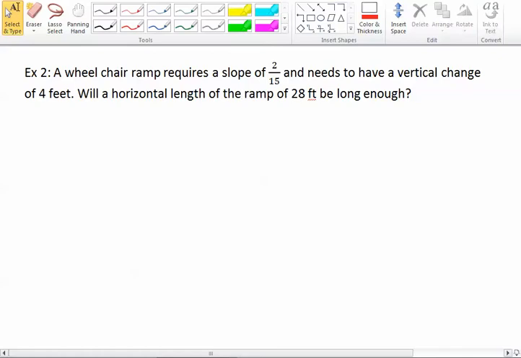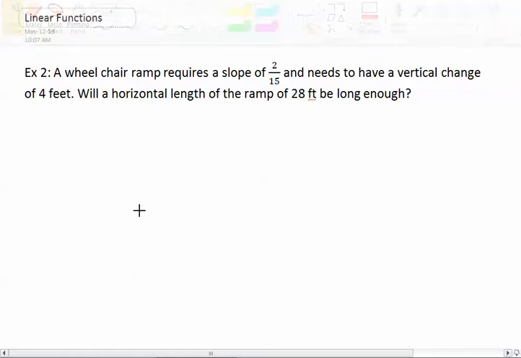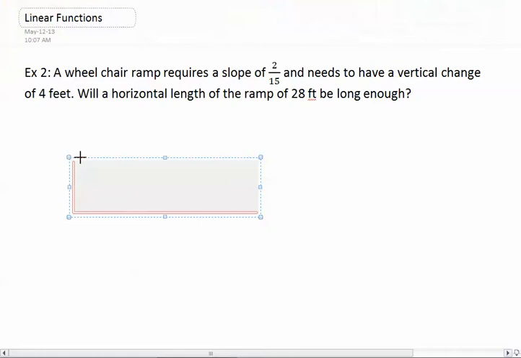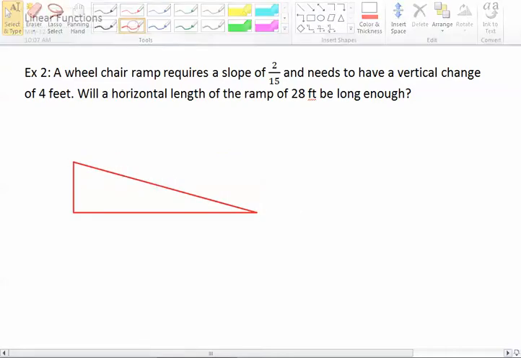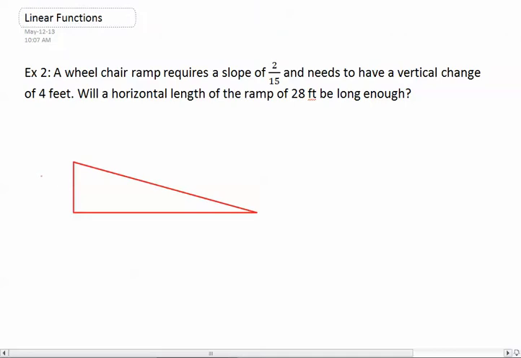So here, let me draw a diagram. So let's just draw our little wheelchair ramp. Okay. So, like that. So what is the vertical change that we have to cover? What's the distance? 4 feet. Yeah, 4 feet. Okay, what's the horizontal distance that we have available?